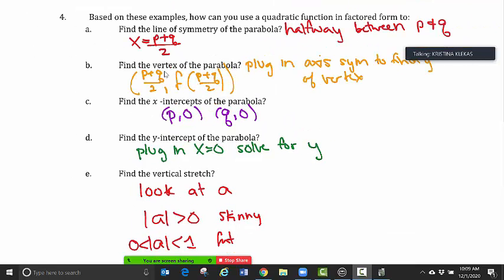All right, so I'm going to show you guys your homework as soon as you get this written down, just because I think it'll help you.